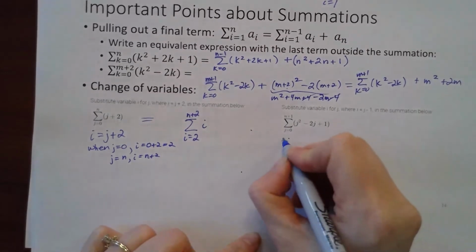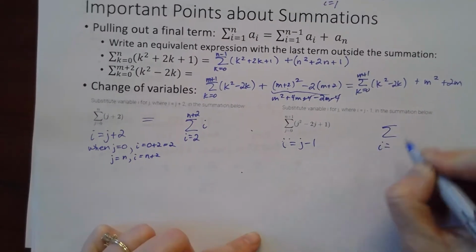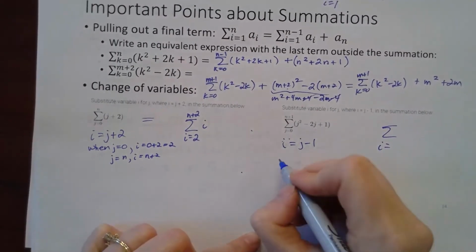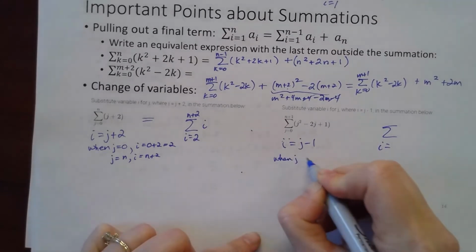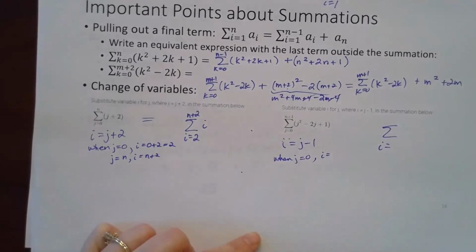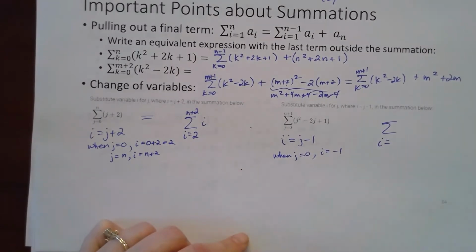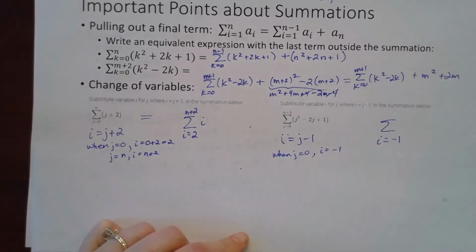Let's do another example over here. Here we have I equals j minus 1. Once again, if we want to switch our summation to a summation from I equals something to something, well, when j equals 0, what's I going to be? Yell it out if you know it. Negative 1. Just substitute 0 in there. So that means we need to start our lower bound there at negative 1.